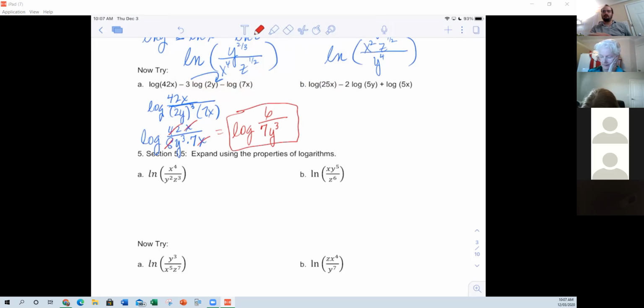Okay. Will you walk me through B as well? Yes. So my first step was dividing again, so 25x, and moving the exponents. I do those in one step. Okay, so it's going to be log of 25x over 5y squared, right? And then the other 5x is positive, so that goes into the numerator. Good.